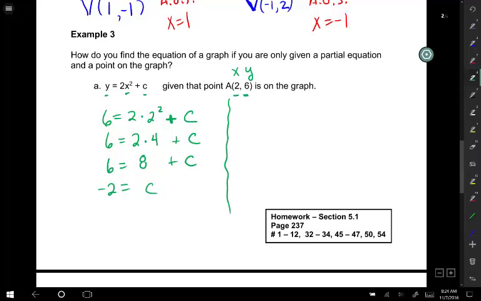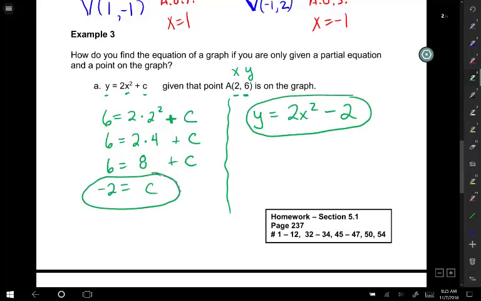So let's write our equation. Y equals 2x squared minus 2. And there's our equation. So it depends on what they're asking for, the value of c or the value of the whole equation. All right, any questions?